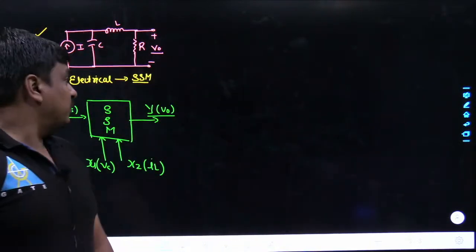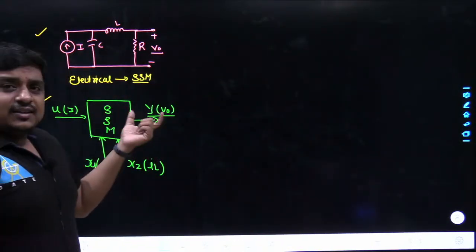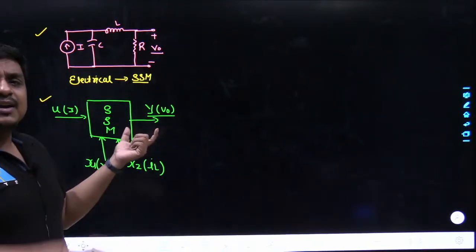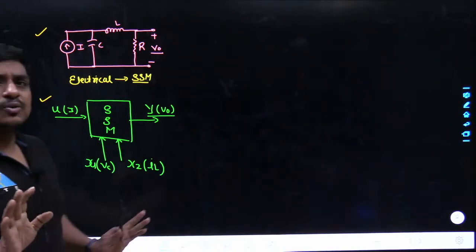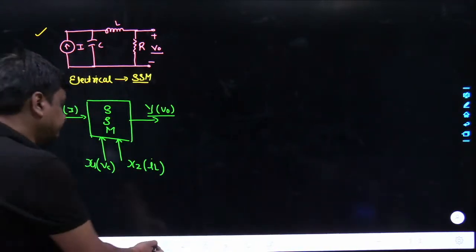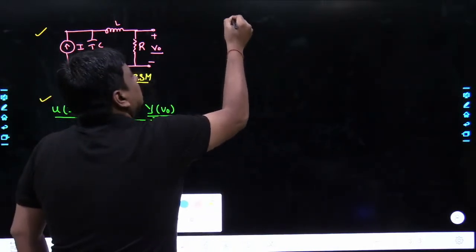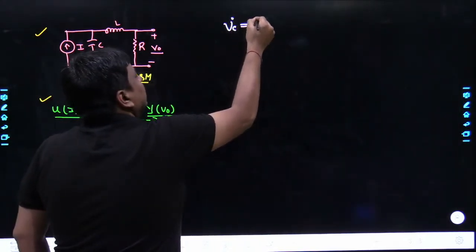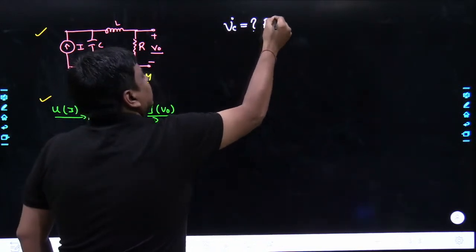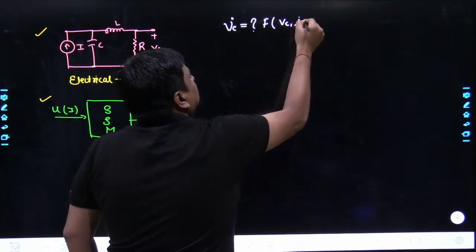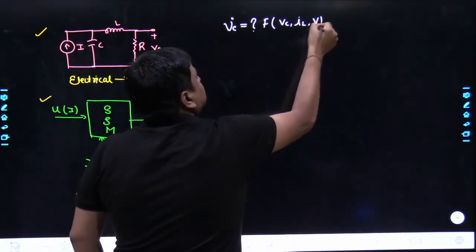Yes, at the end of the day, if the output gets connected with the state variable as well as the input, you would be able to get the matrix C as well as matrix D. Nobody should have any doubt as such. Let me focus on the first one. So here goes Vc dot. My agenda is to calculate the Vc dot, and it has to be a function of Vc, IL and V. That's it.